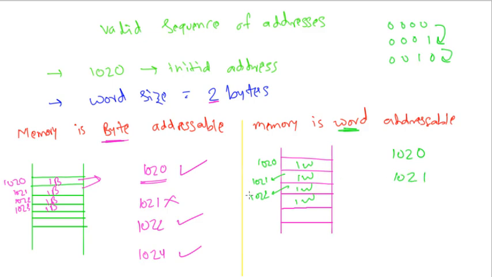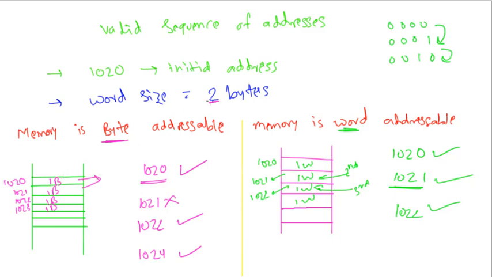It is not 1022. That is the third word. This is the second word, and the address of the second word is 1021 only, and the address of the third word will be 1022. So these are the valid addresses here. Here the valid addresses are in sequence, but there the valid addresses are not in sequence. It depends on what the word size is.